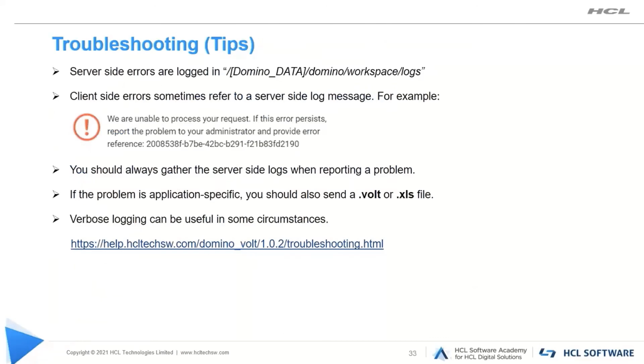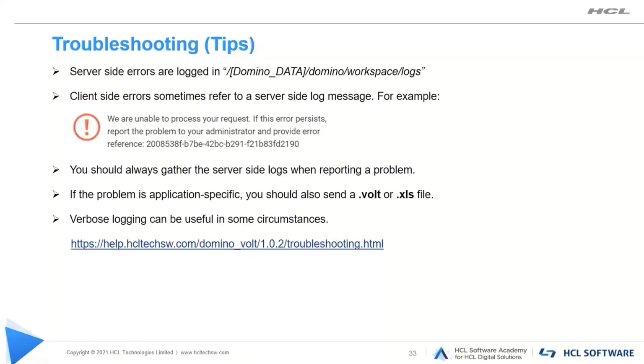At some point in time, you may land into some issues. So you should be aware of some troubleshooting tips. Domino Volt logs the server-side error in the Domino data directory in the path Domino workspace logs. These are the same logs that are also used for troubleshooting Xpage related issues. The client-side error may sometimes refer to a server-side log message as shown in the screenshot.